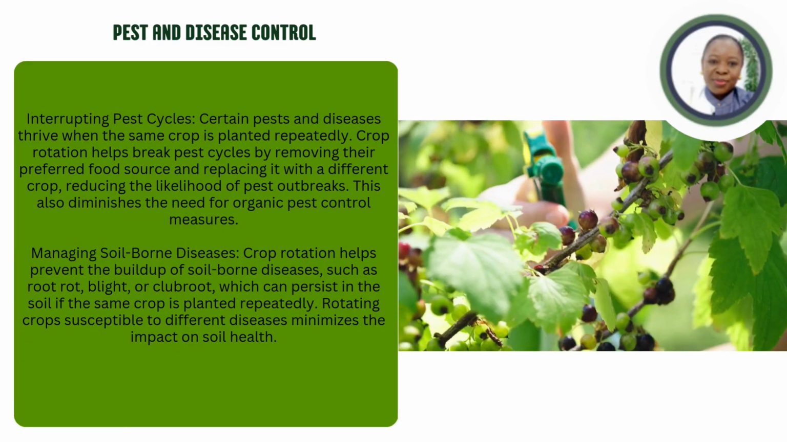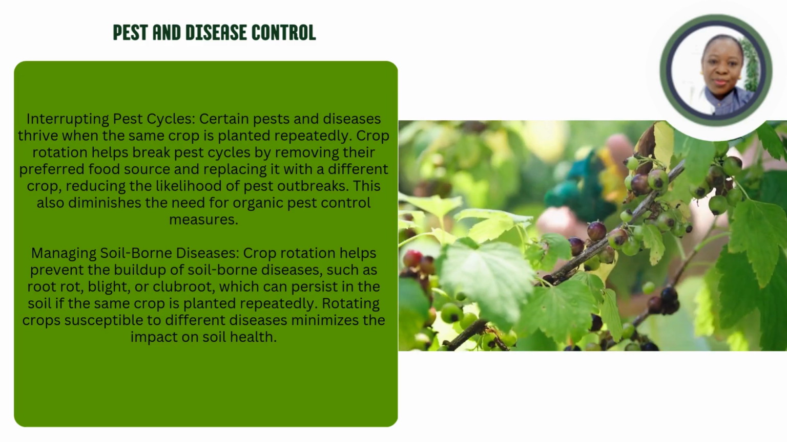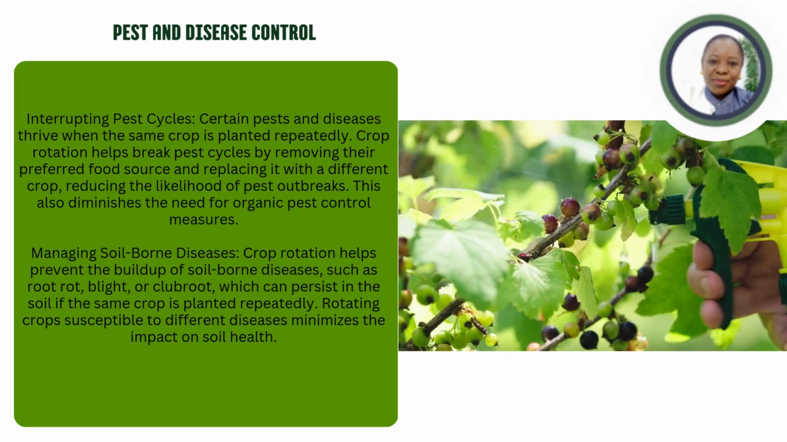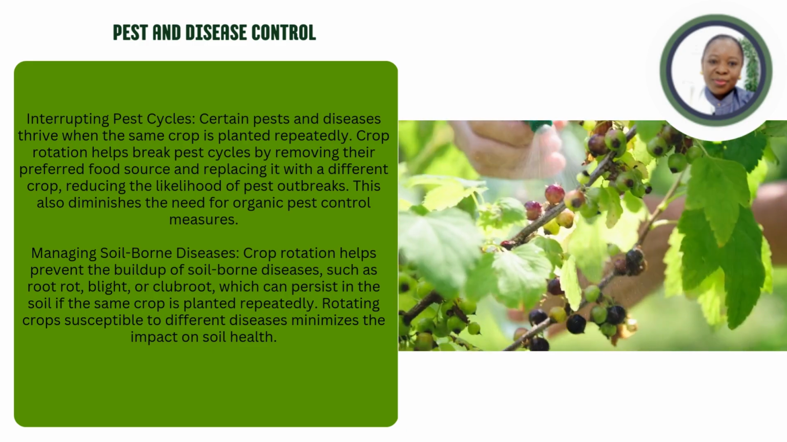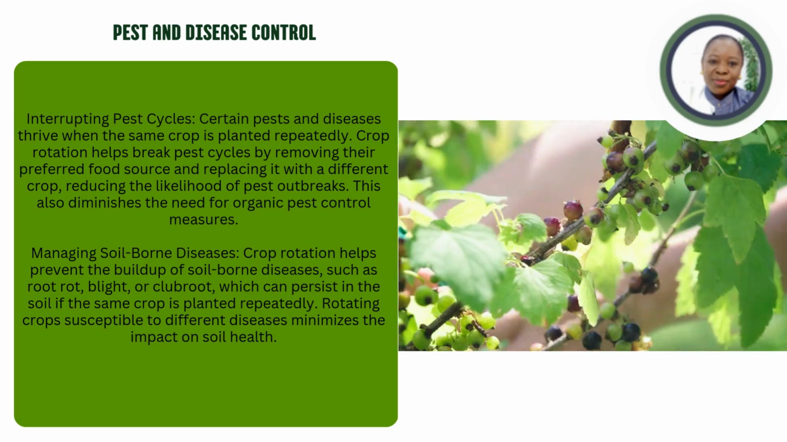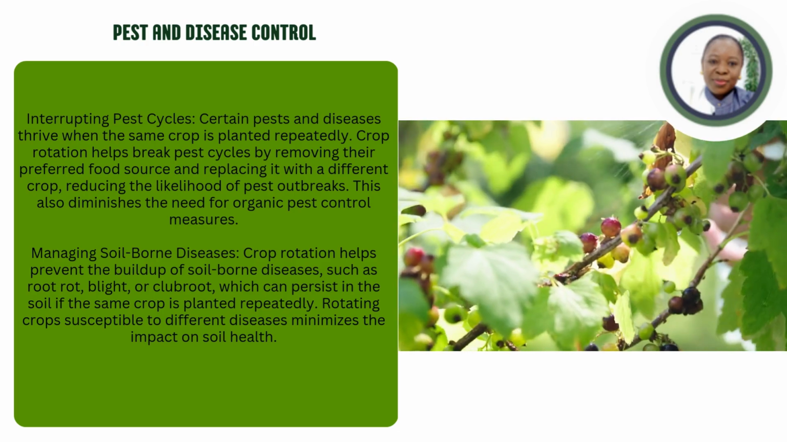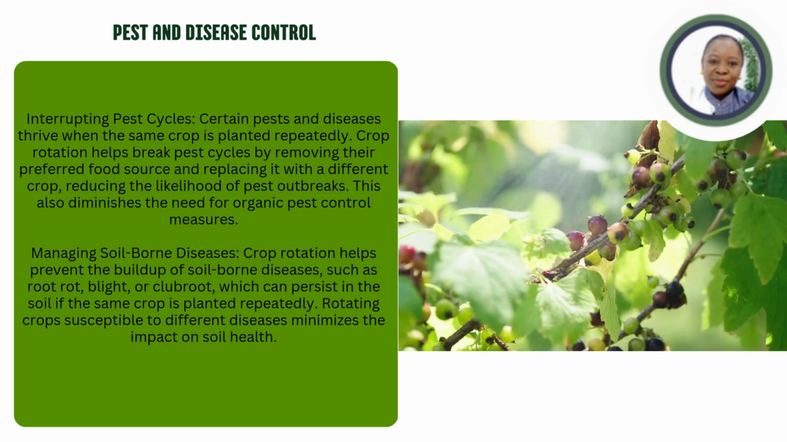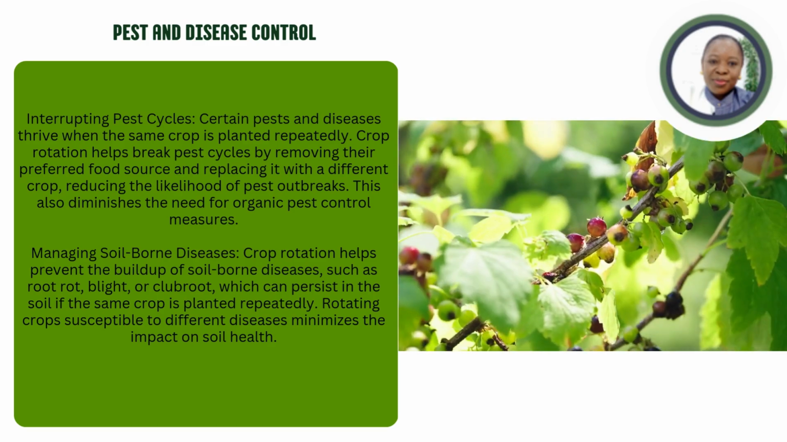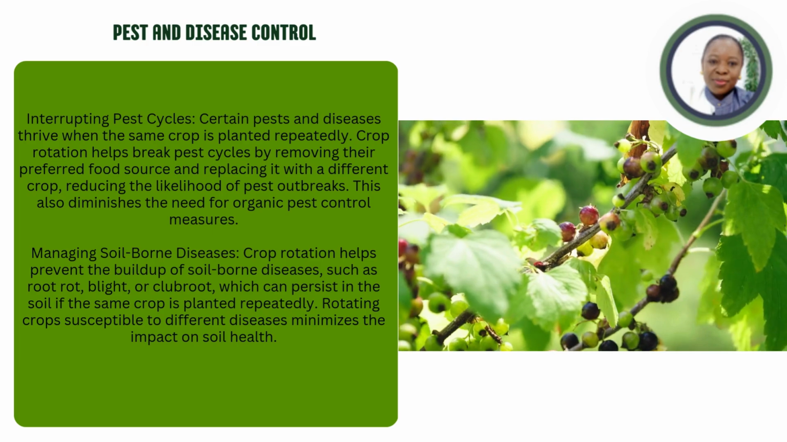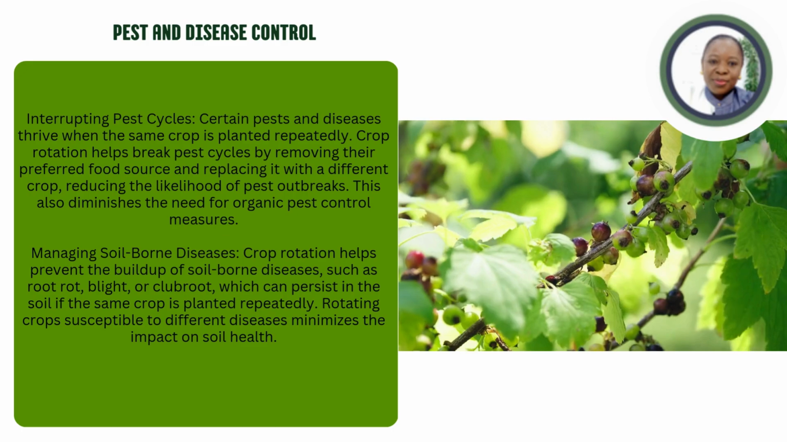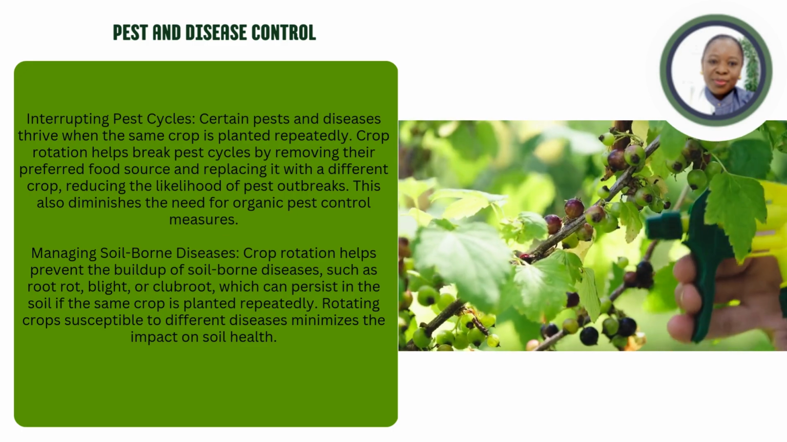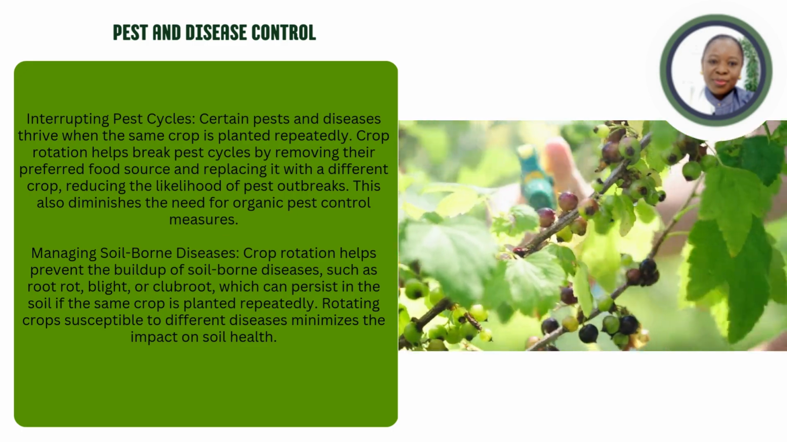Pest and disease control. Interrupting pest cycles. Certain pests and diseases thrive when the same crop is planted repeatedly. Crop rotation helps break pest cycles by removing their preferred food source and replacing it with a different crop, reducing the likelihood of pest outbreak. This also diminishes the need for organic pest control measures.